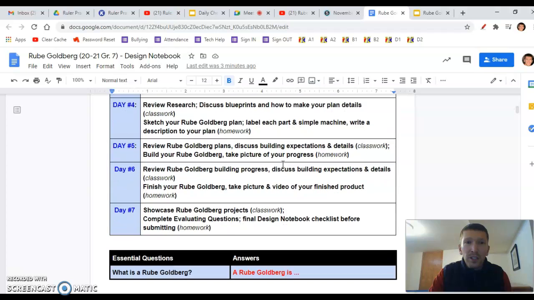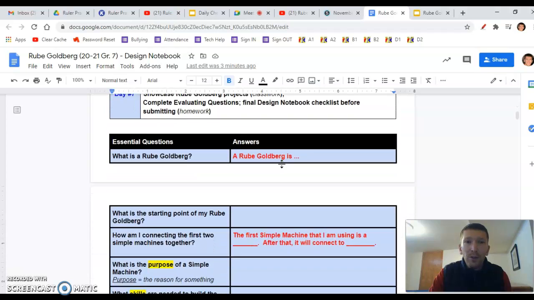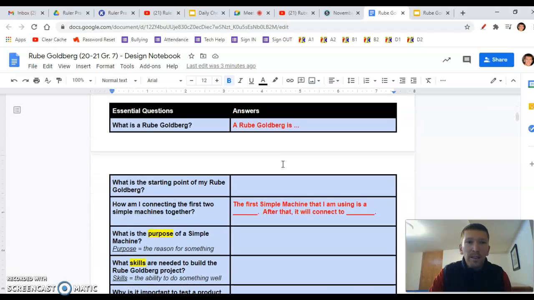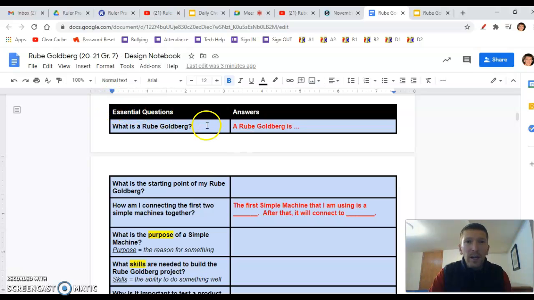your essential questions are towards the top right before the little schedule there, and it says right here essential questions, and you should have an answer for each of these questions. You can see a couple of them have a little sentence prompt to get you started.